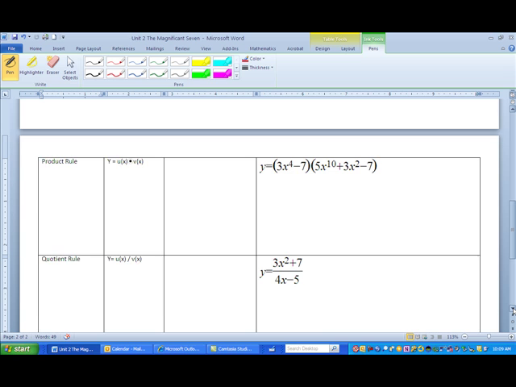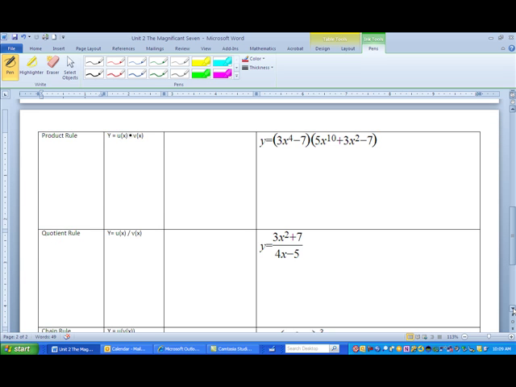Now we have what are called the product and the quotient rule. And the product and the quotient rule have a little bit more of a formula attached, but it's not too bad. Okay, and we did not discover these. These are a little harder to discover. So we will look at the formula.